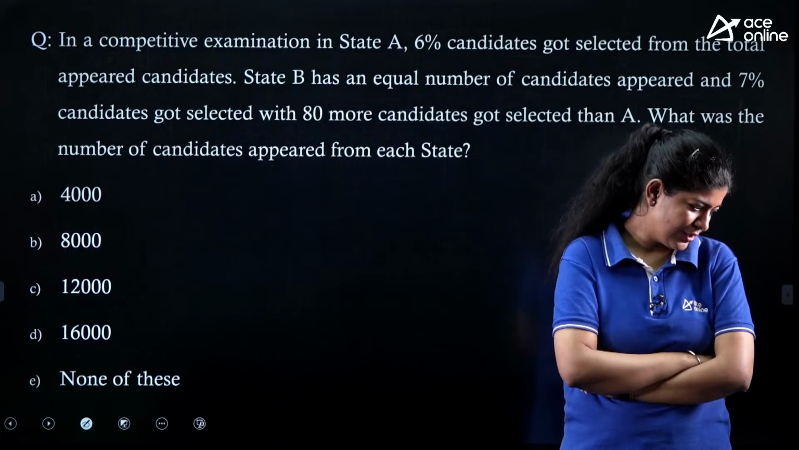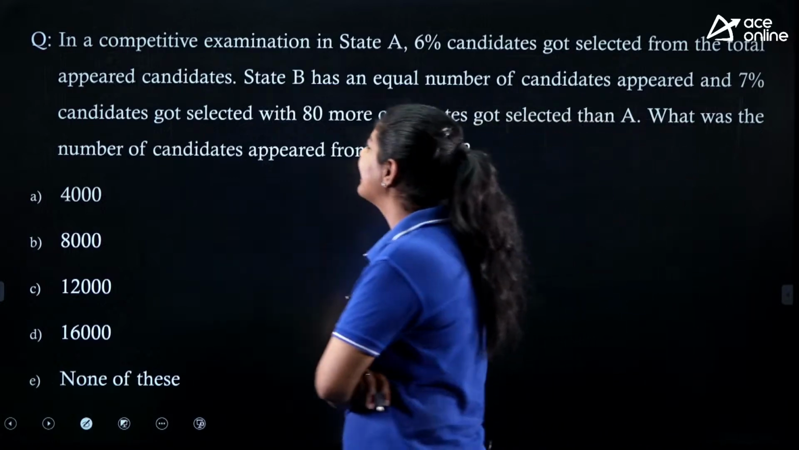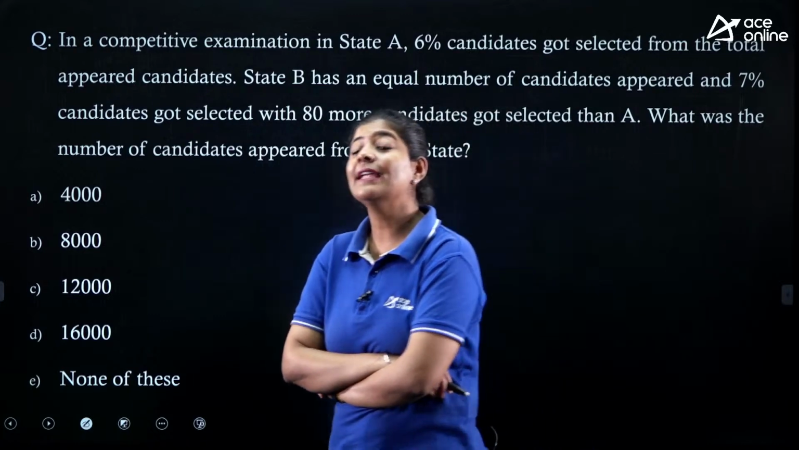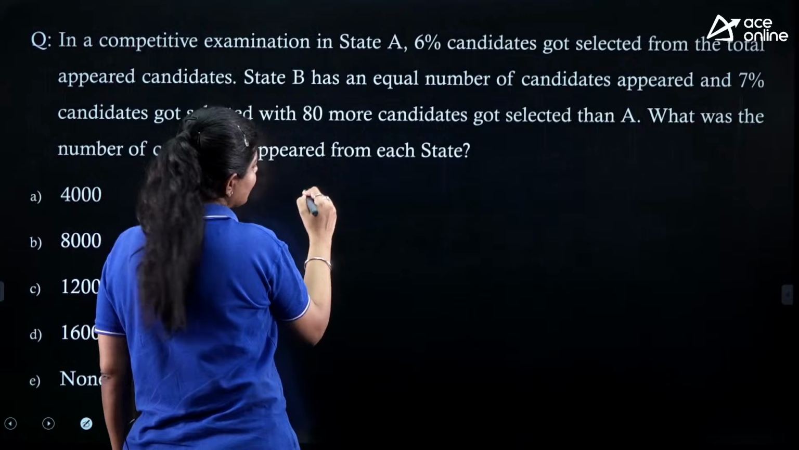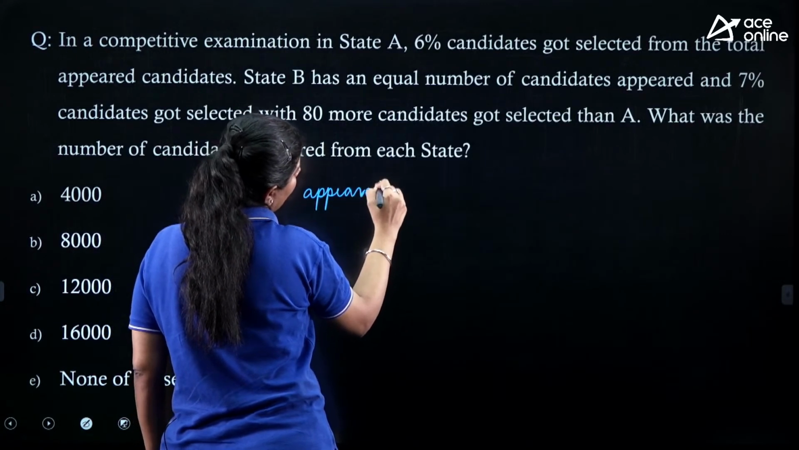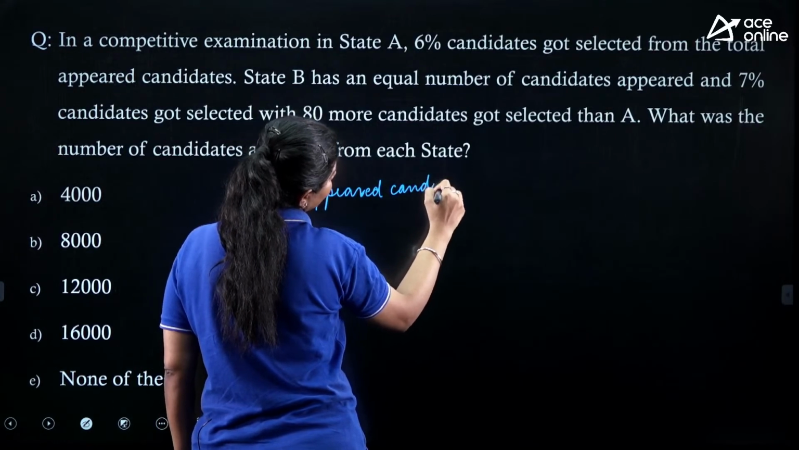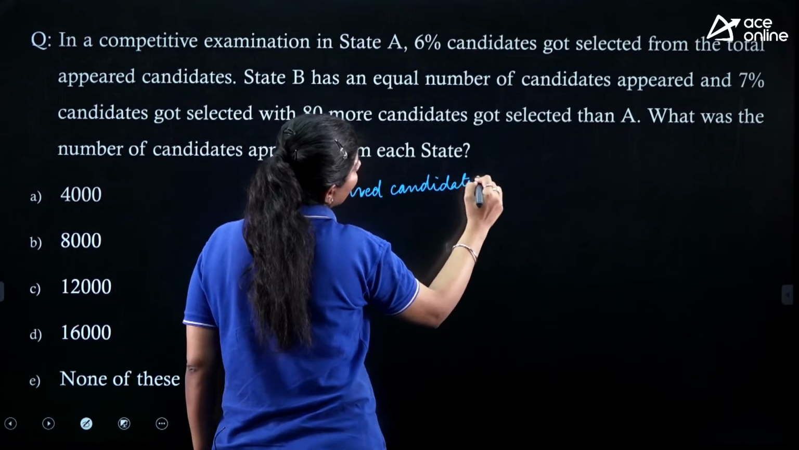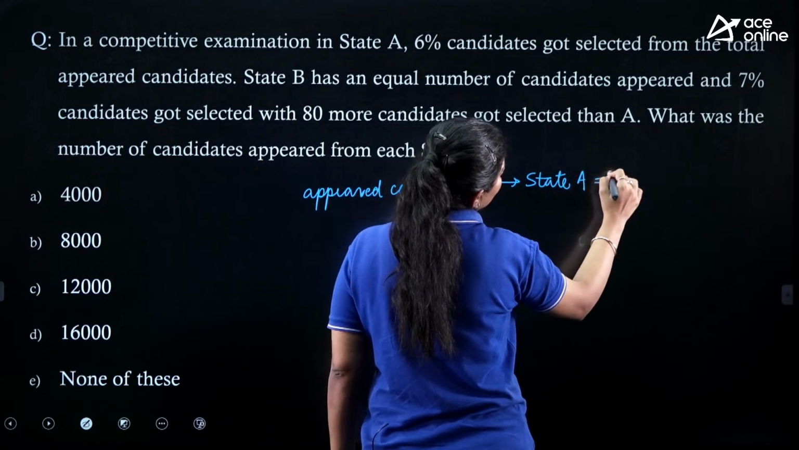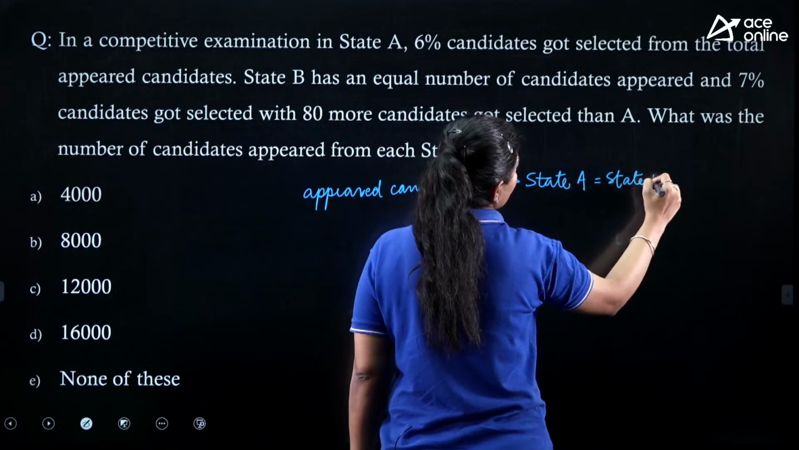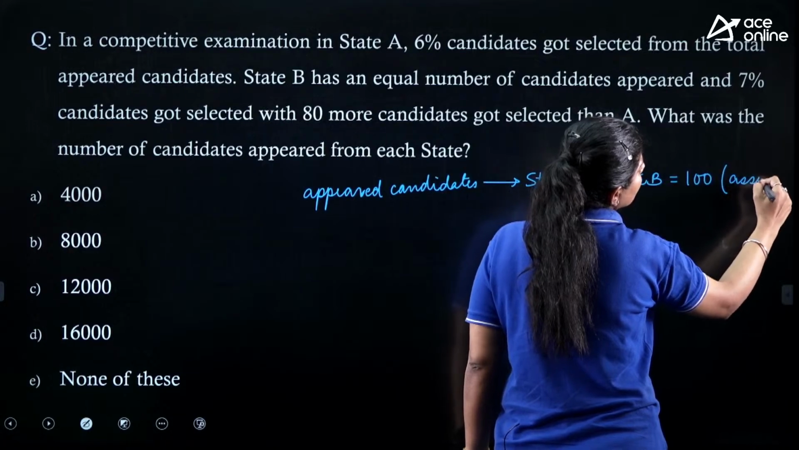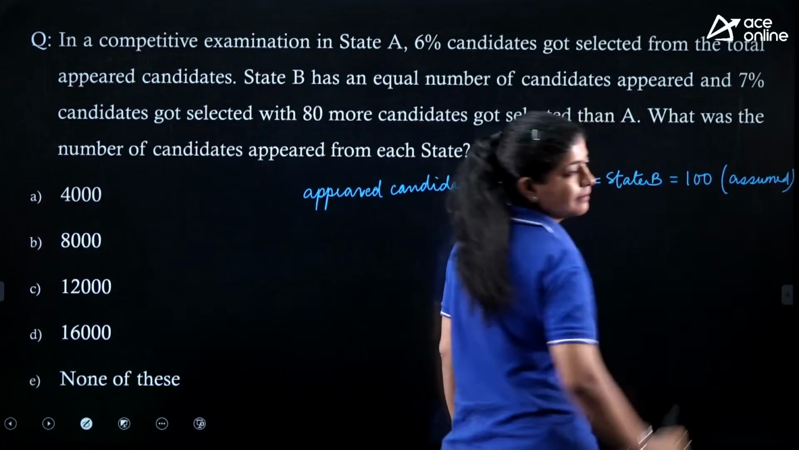Very good, Rakesh. Let's see. Here it is clearly mentioned that the number of appeared candidates from both the states are equal, right? So we can say that appeared candidates from state A is equal to state B, right? And we are just assuming that there are 100 students. We are just assuming it, right?